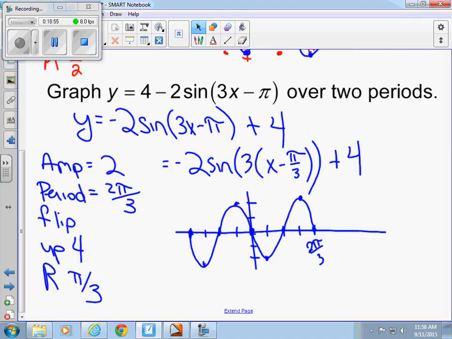It is, to me, a little easier to move left and right first because you're already sitting on the x-axis, and it's easier to count over when you're sitting on the x-axis. Once you get up or down off the x-axis, it gets a little harder to count those 3 marks.